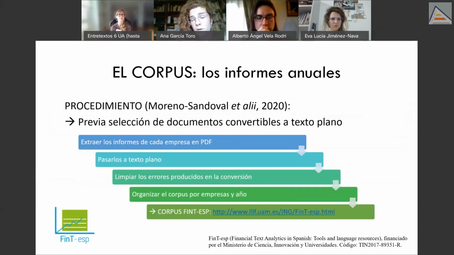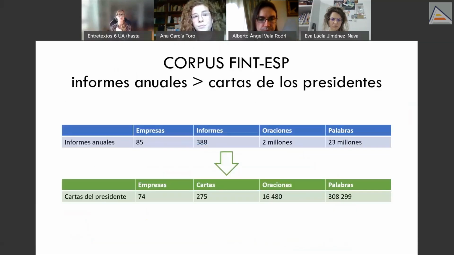En cuanto al procedimiento para la confección del corpus, se detalla en el trabajo de Moreno Sandoval y sus colaboradores. Nosotros hemos seguido unos pasos principales: extraer los informes de cada empresa en PDF, que son las empresas de la Bolsa de Madrid, de sus páginas web, pasarlos a texto plano y limpiar los posibles errores producidos en dicha conversión. Luego hemos organizado los textos por empresas, por año, y en nuestro caso luego por pérdidas y ganancias, y los resultados se muestran en ese link que hemos dejado ahí y que tenéis a vuestra disposición.